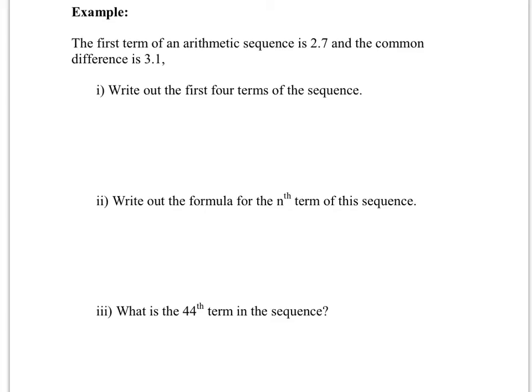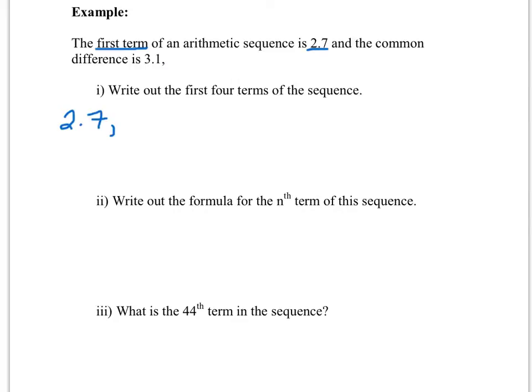This question reads, the first term of an arithmetic sequence is 2.7 and the common difference is 3.1. Write out the first 4 terms of the sequence. Now, the first term of the sequence is very straightforward because it's given in the question. It says the first term is 2.7. So we're going to just write that down. 2.7 is the first term of the sequence.